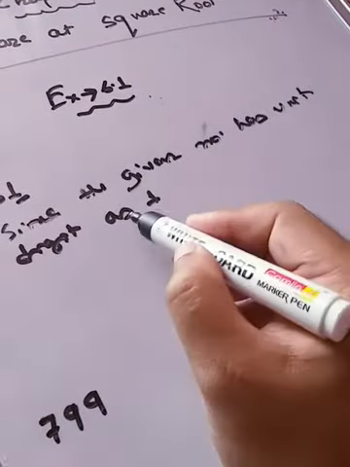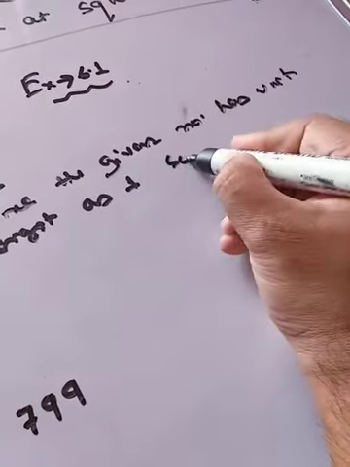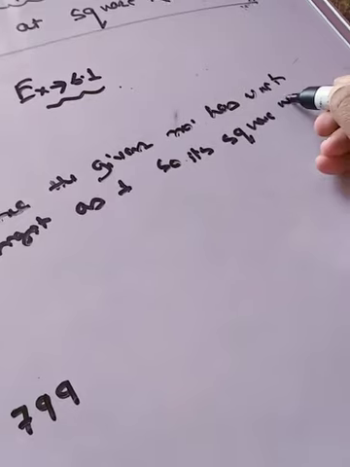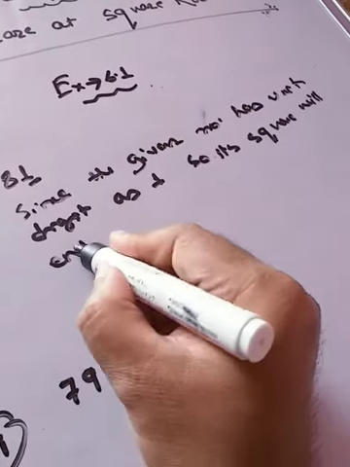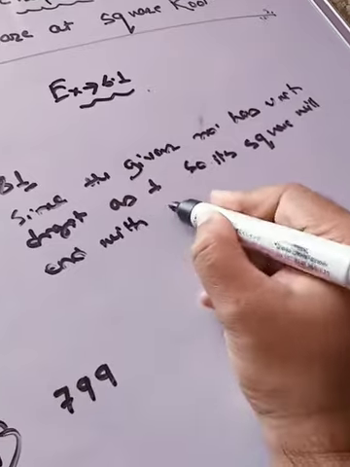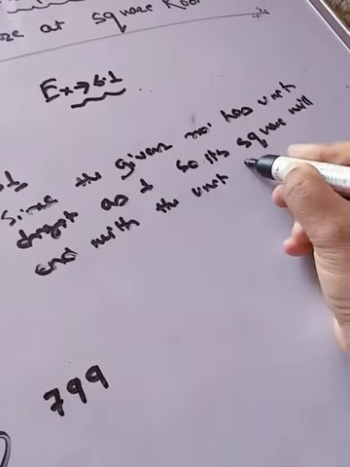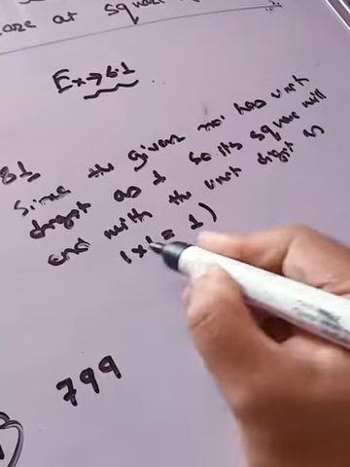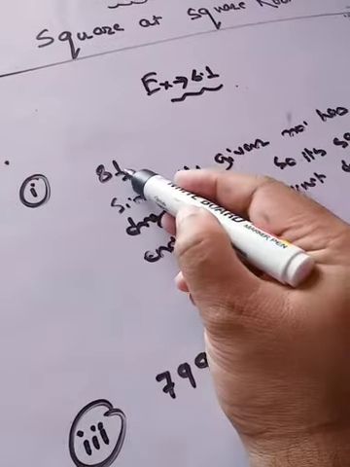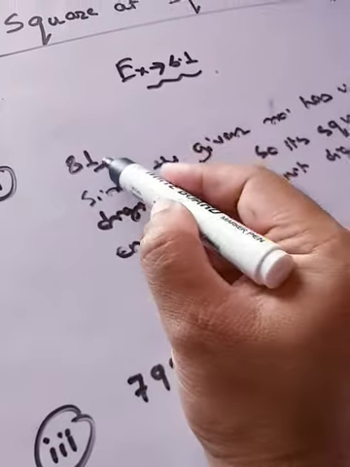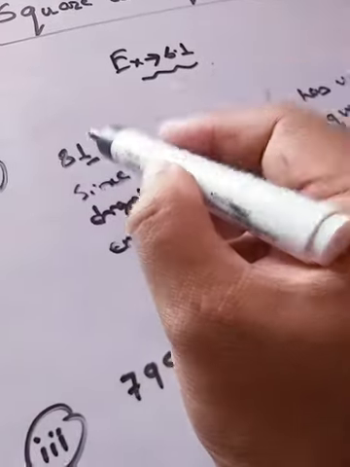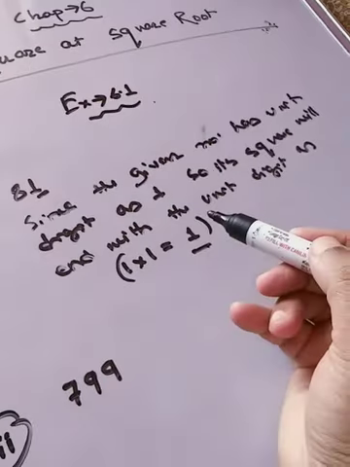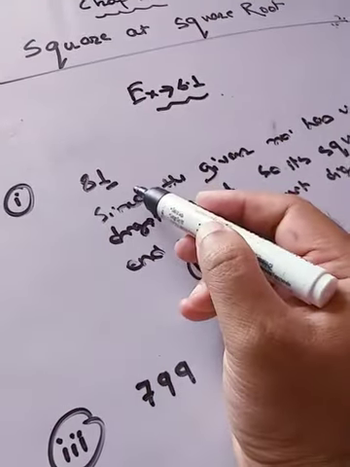Since the given number has unit digit as 1, its square will end with the unit digit as 1 into 1, which will be what? 1 only. Understood? So 81, what is the square? What is the unit digit? 1. So we have learned that any number which carries 1 or 9 at the place of unit digit, the square will always end with the unit digit as 1 only.